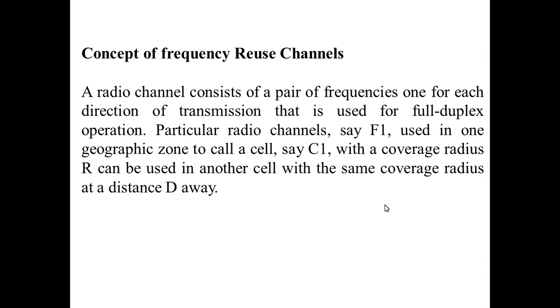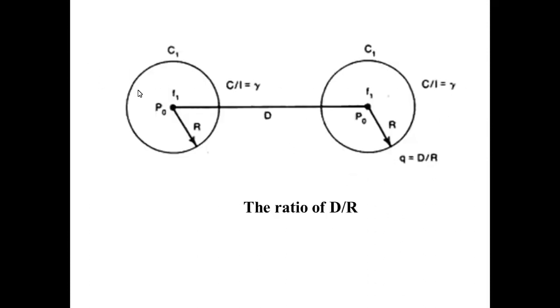Now this can be explained with the help of our diagram. You can see C1 is the cell and the frequency used is F1. Let us suppose C1 is your cell and the frequency used is 100 megahertz. Let us suppose this is the cell which is at Amritsar, at the Jandiala side. And in the second cell, let us suppose I am using C1 again, with the same frequency at the GNDU side. So the same frequency can be used in two different areas.